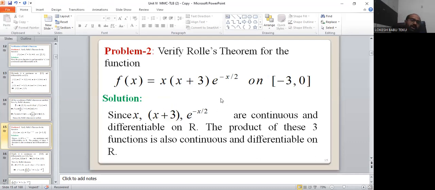Right? So I hope you understood this lecture clearly. In lecture 2, the next coming video, we will solve some more problems on Rolle's theorem and we will discuss the Lagrange's mean value theorem and some problems.